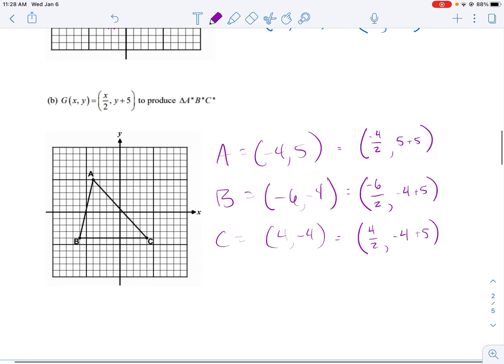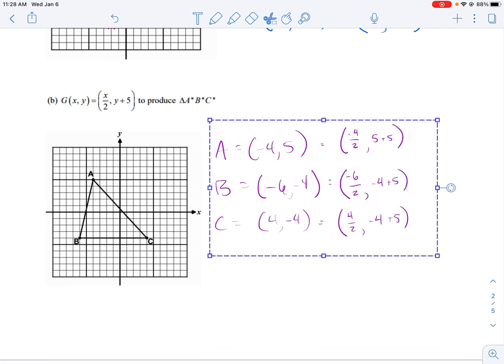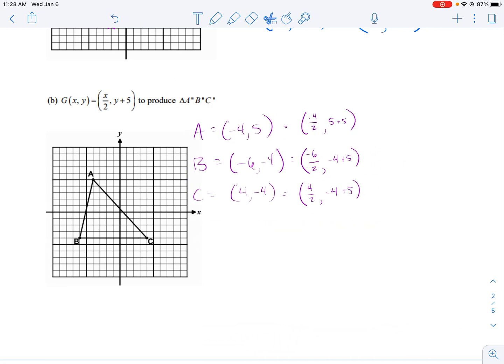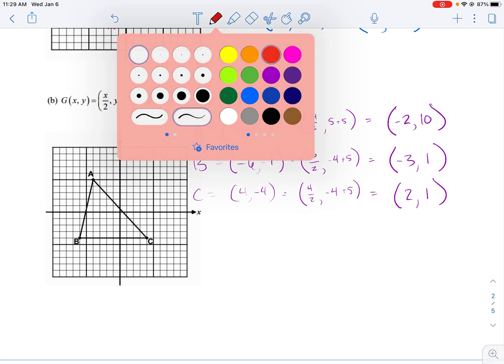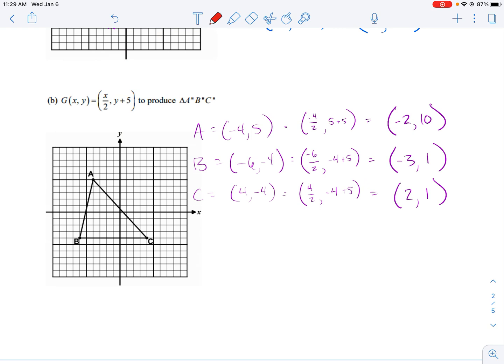And so when we shrink this down, we get an answer: (-2, 10), (-3, 1), and (2, 1). Okay, so let's draw those in there. So (-2, 10) is going to be up there.